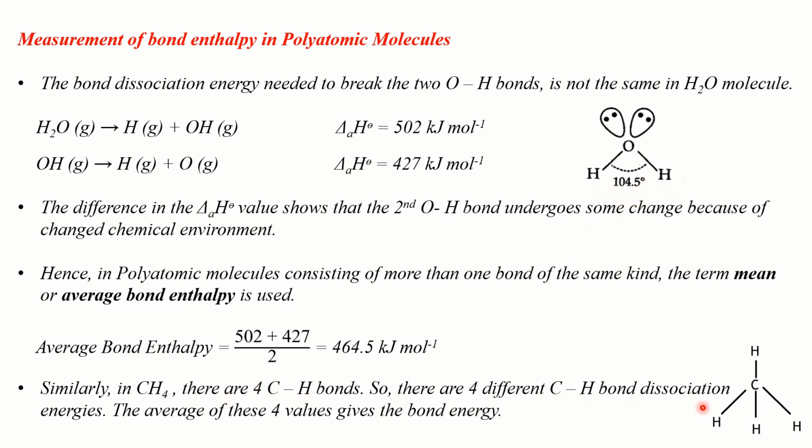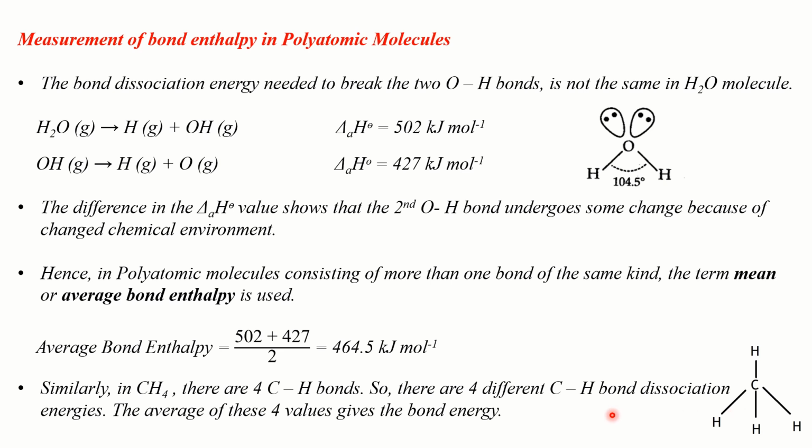Similarly, in methane, there are 4 CH bonds and we may expect them to be identical, but they are not so. I told you, when the first CH bond is broken, the chemical environment of the remaining 3 CH bonds will differ now. When the second CH bond is broken, the chemical environment of the next remaining 2 CH bonds will differ. Now when the third CH bond is broken, the fourth CH bond will undergo a change in its chemical environment. So we will have 4 different CH bond dissociation energies. Clear? So the average of these 4 values gives the average bond enthalpy of methane molecule.